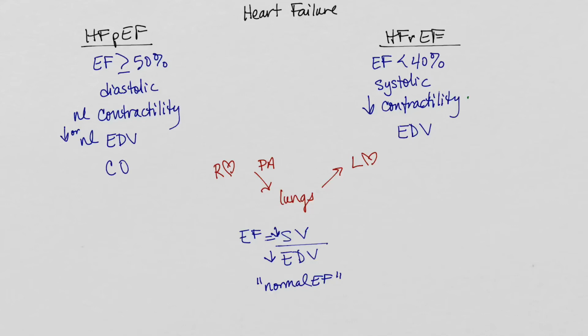So in this situation, even though your EF looks normal, you may have a low cardiac output, slightly low, but it can be even normal, which is what we talked about before, but at the expense of higher pressures in the left side of the heart.